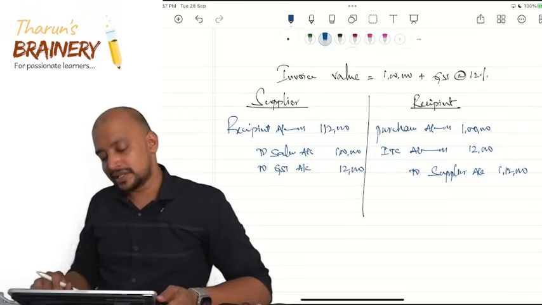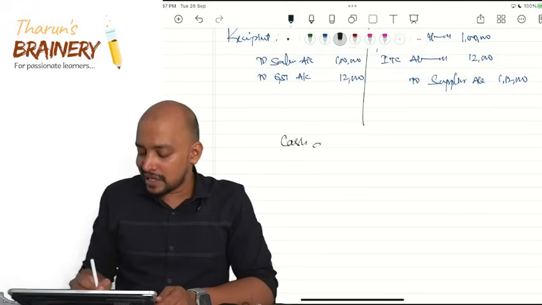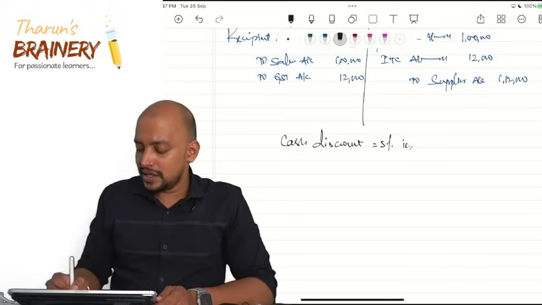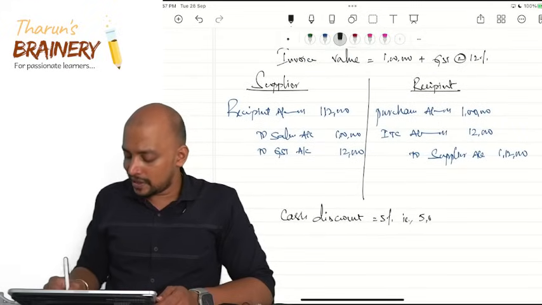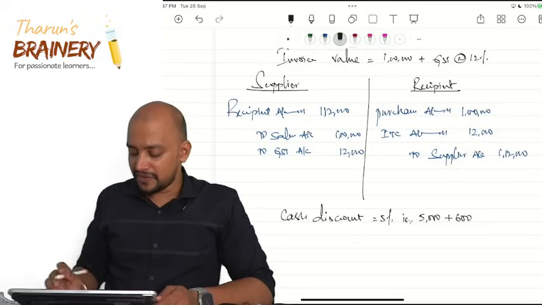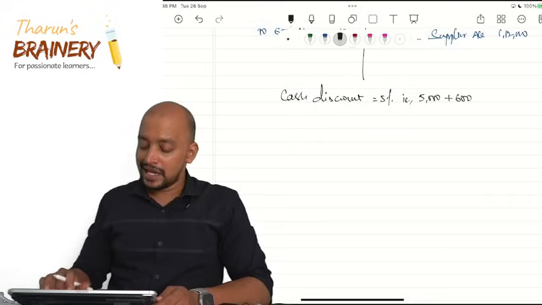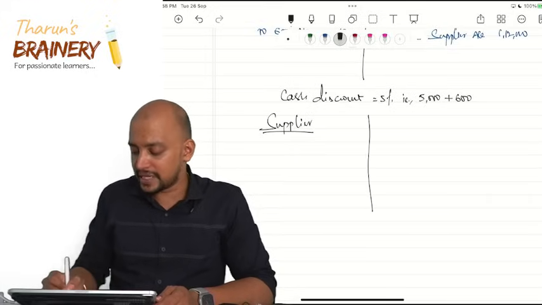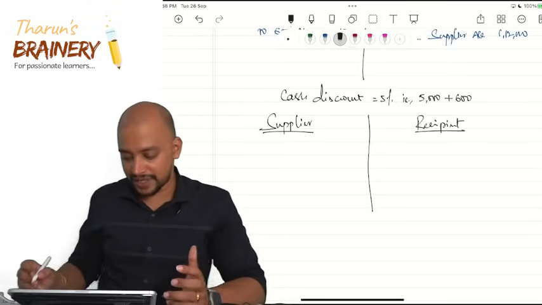Now what happens? Supplier is giving a cash discount. So when the cash discount is given at 5%, that is 5% of what? 1,12,000. So how much will it come to? 5,000 plus 12% of 5,000, 600 rupees, will be the cash discount. So 5,600. Now what is the journal entry for this in the books of supplier and in the books of recipient? What will be taken in the books of supplier and in the books of recipient?